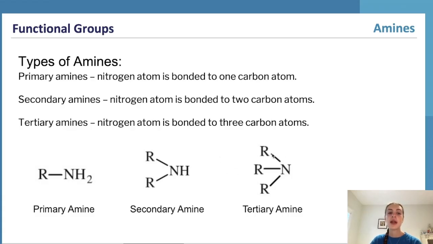Then a tertiary amine is going to mean that the nitrogen atom is bonded to three carbon atoms. And so this means that from the original ammonia molecule, there are no existing hydrogen atoms left over. So from the NH3, all of those three hydrogens have been replaced by alkyl groups. So each of these, it's nitrogen with an R group, an R prime group, and an R double prime group. So making it a tertiary amine because the nitrogen is bonded to three carbon atoms from three separate bonds.